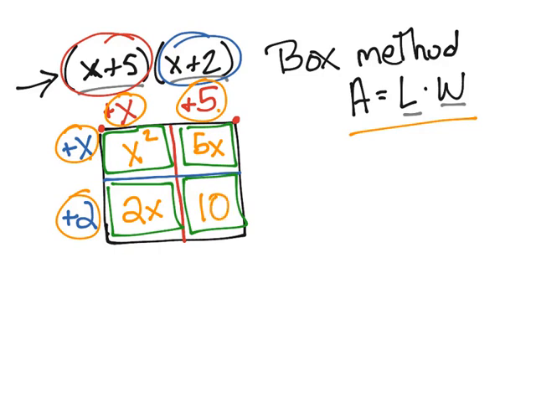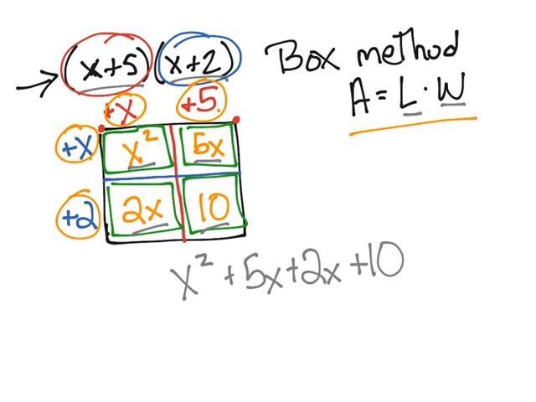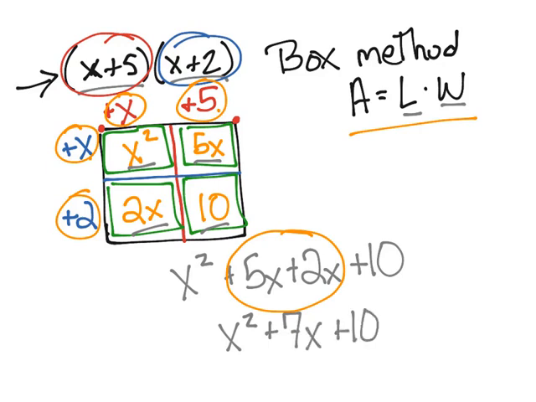To find our final answer, we simply need to combine all four of these areas into a single problem. So we'll start pulling them out. X squared, positive 5x, positive 2x, and positive 10. As we look at this problem, we identify that 5x and 2x are like terms and can be combined. When we do combine them, we get a final answer of x squared plus 7x plus 10.